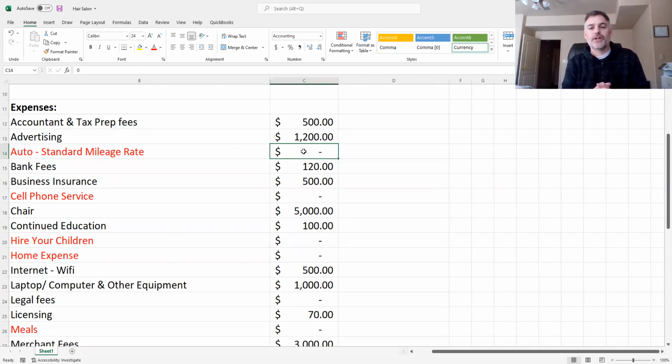Let's say that you live in a town that's kind of far away, and you have to drive to the city to go buy your products. You might be driving 300 miles that day to go get your products. So that deduction can add up quite a bit.